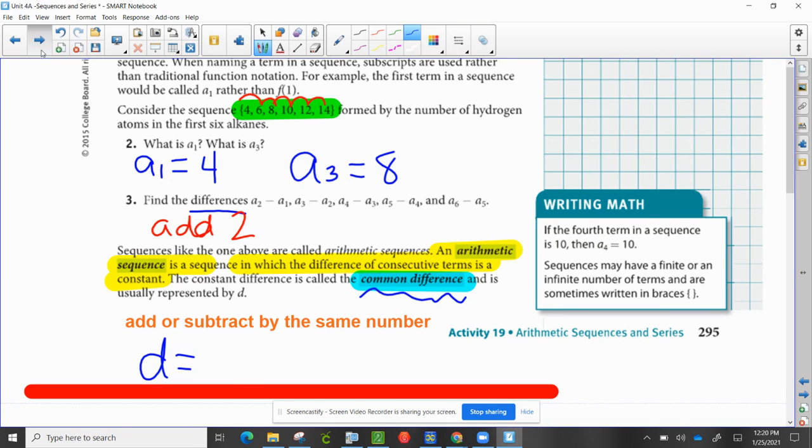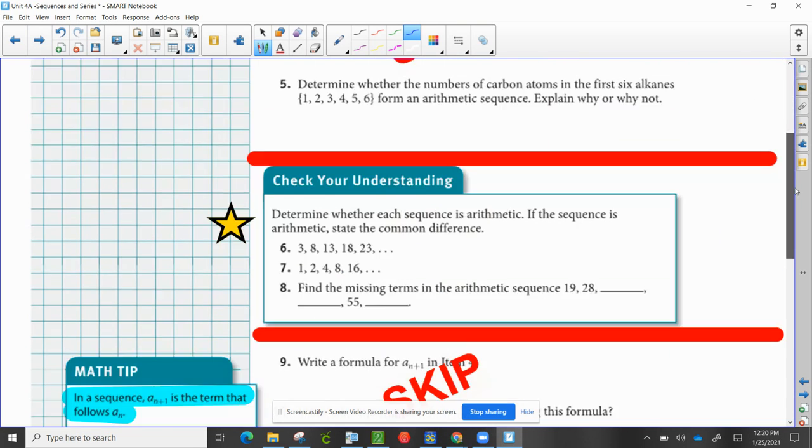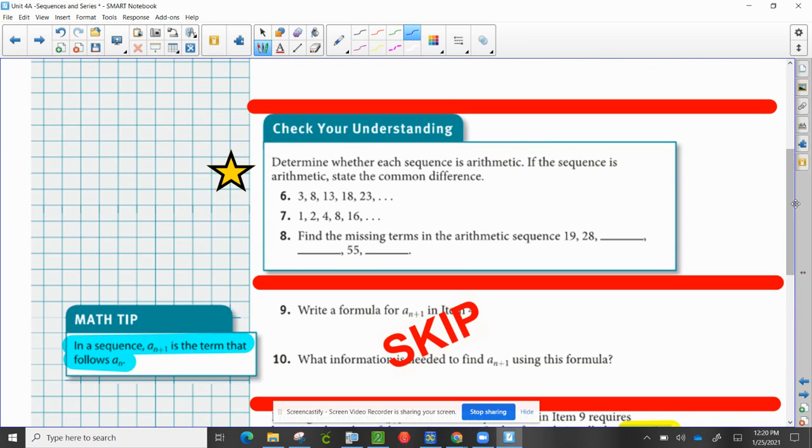So let's practice some problems here on the next page. I'm going to jump to the Check Your Understanding. I'm going to have you look at these 3 problems. For 6 and 7, determine whether each sequence is arithmetic, and if it is, state the common difference. Let's look at number 6. Is this sequence arithmetic?